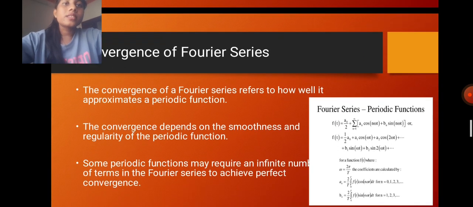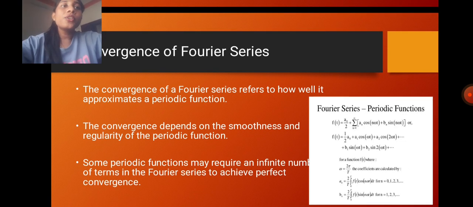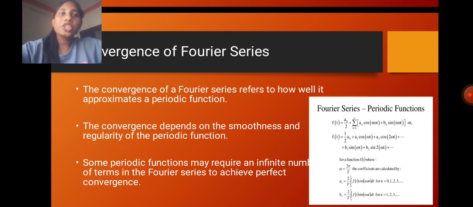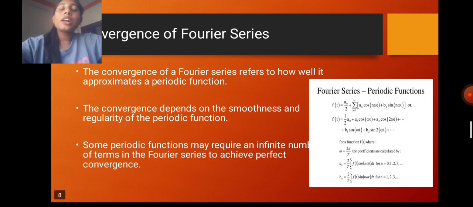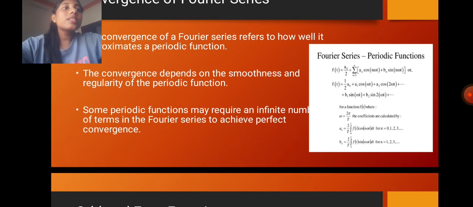Convergence of a Fourier series. The convergence of a Fourier series refers to how well it approximates a periodic function. This convergence depends upon the smoothness and regularity of the periodic function. Some periodic functions may require an infinite number of terms in the Fourier series to achieve perfect convergence. And these are the formulas regarding the Fourier series and periodic functions.